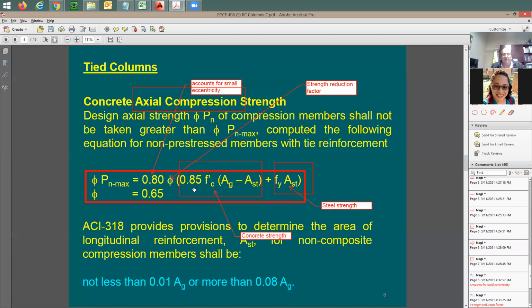How about the concrete? I'm going to say 0.85 F prime C. And in this case, we need to find out the net concrete area. So this term, AG minus AST, is the net concrete area. This is equal to A gross subtracting AST. So you find the difference between the gross concrete section area and the steel cross-section area.